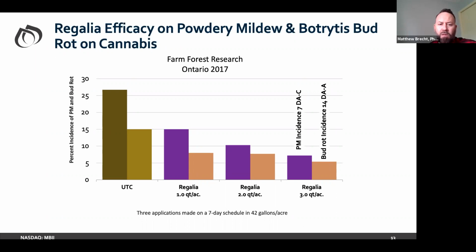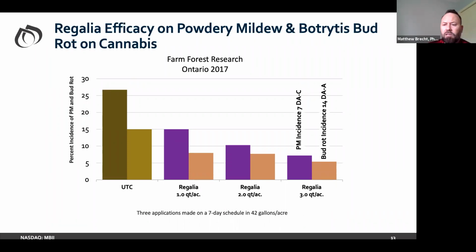So here we're showing Regalia's efficacy on both the powdery mildew and the botrytis bud rot on cannabis. This was done up in Canada. We could do a little more research up in Canada prior to 2019, and now we're doing a lot of research here in the States. On the left, you can see the untreated controls in the brown. The big bar is bad, little bar is good. And you can see Regalia at 1 quart per acre, 2 quarts per acre, or 3 quarts per acre.